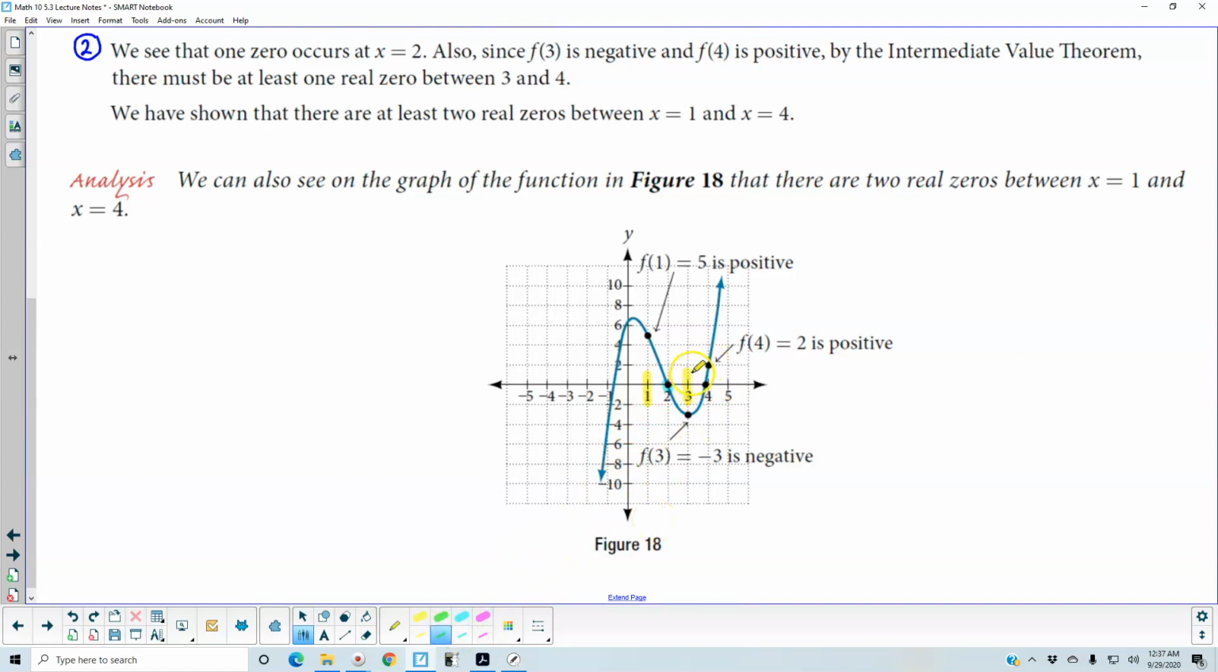And then if we look at the interval between 3 and 4, f of 3 has a negative 3 output, f of 4 has a 2 output, which means there's another x-intercept that's close to 4 but not at 4. So that means we can see that we have two zeros here.